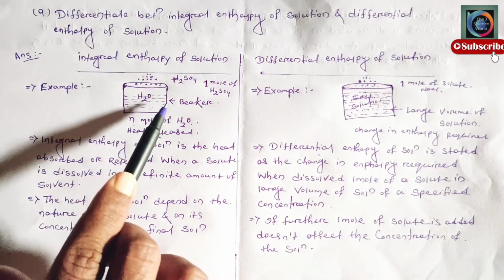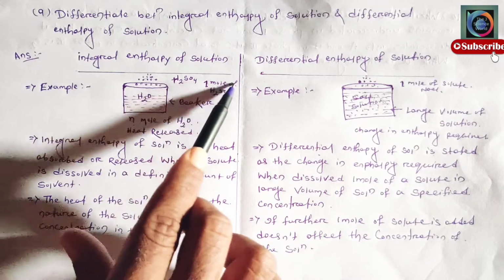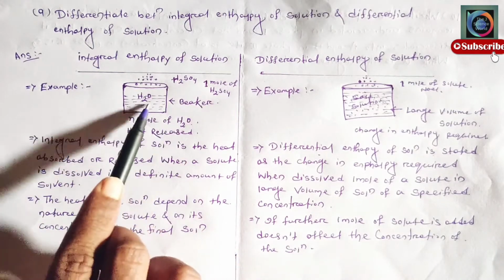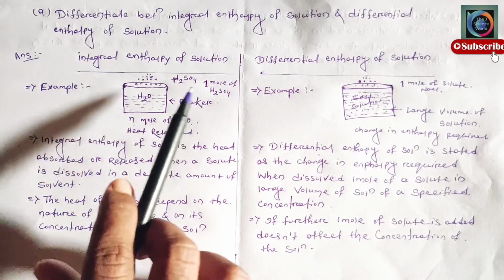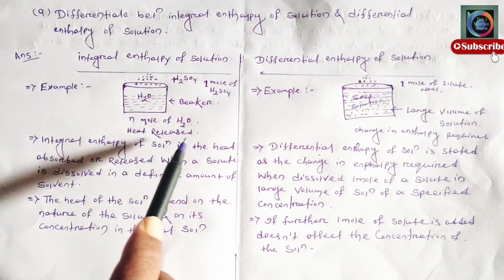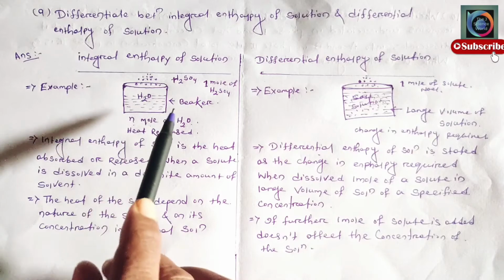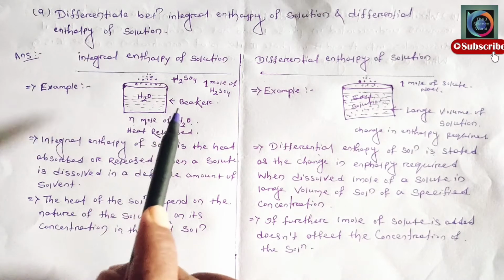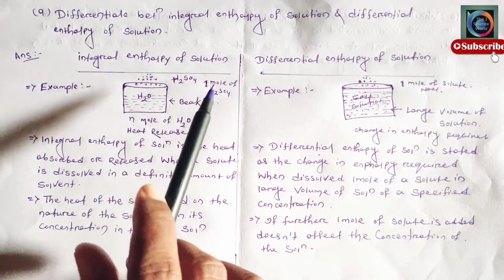We take a beaker and take some water and add H2SO4, that is 1 mole of H2SO4. But in the beaker, we take n mole of H2O, that is our water. If we add this H2SO4 into water and mix, some heat is released or evolved or absorbed. But in this particular case, some energy, some heat is evolved. Well, this is our integral enthalpy of solution.